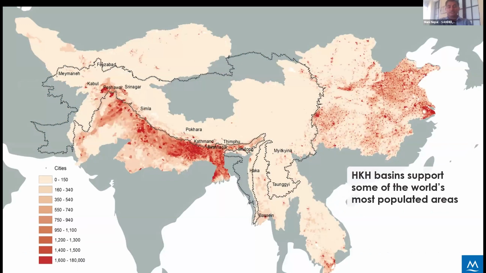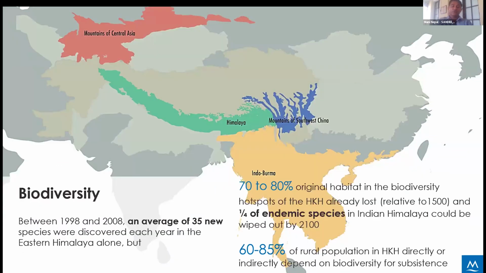Yes, it is one of the densely populated regions. Both of the largest populated countries, China and India, are here, and you can see how the population is distributed across the region. And more importantly, biodiversity hotspots are there in the region.